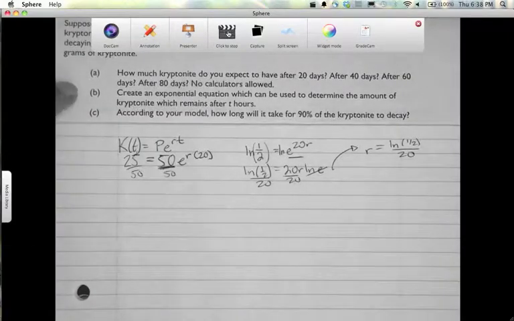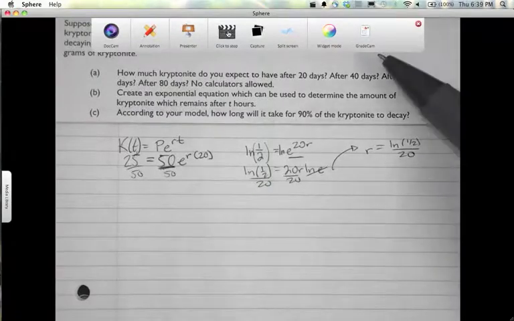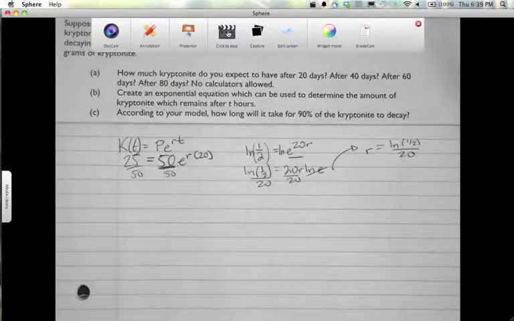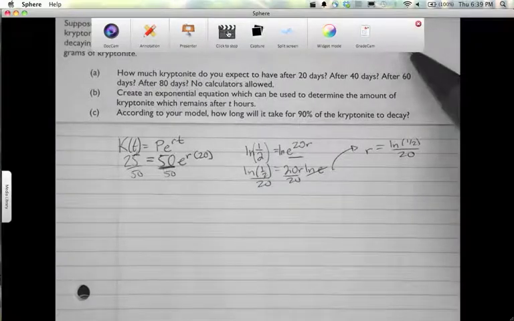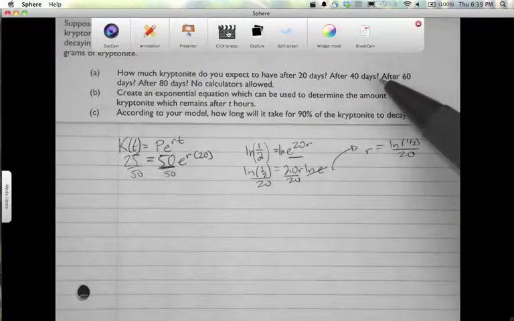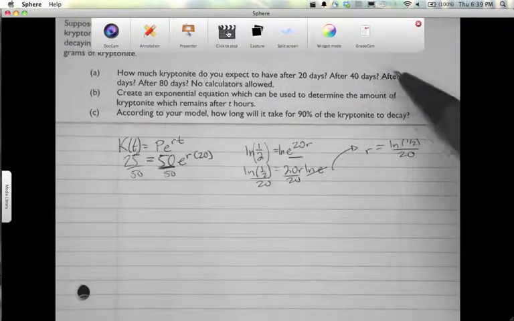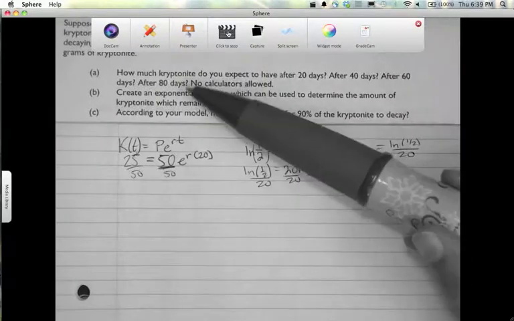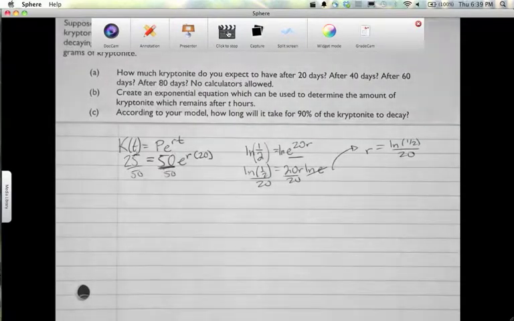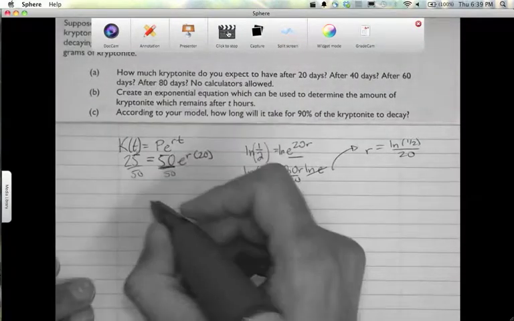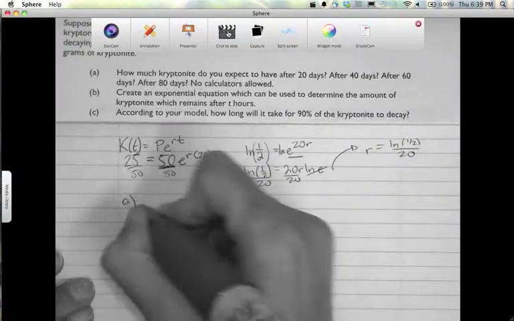So now when I look at problem A, it says, how much kryptonite do I expect to have after 20 days? Well, it told me that I would have 25 grams, because that's the half-life. After 40 days, I'd have 1/4. After 60 days, I'd have 1/8. And after 80 days, I'd have 1/16, just by definition of half-life. Every 20 days, I'll have half of the previous amount.